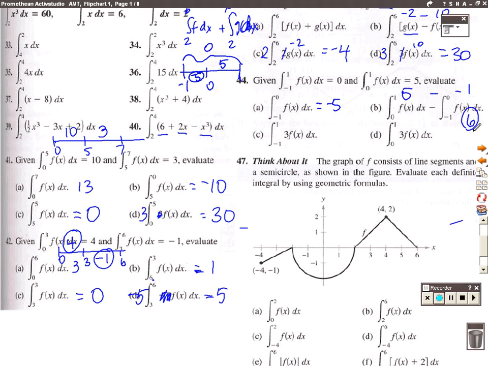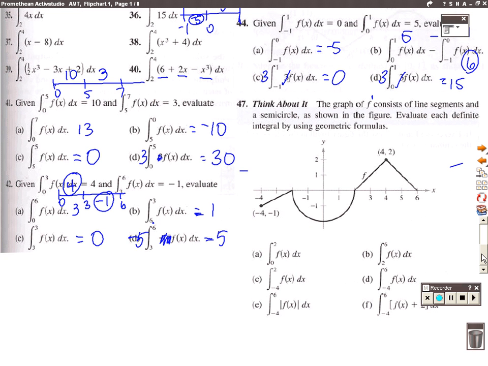Letter C, we're going to take off the 3 and put it out front. From negative 1 to 1 is 0, and 3 times 0 is 0. Letter D, we're going to take off the 3 coefficient, put it in front. The area from 0 to 1 of f of x is 5, and 5 times 3 is 15.